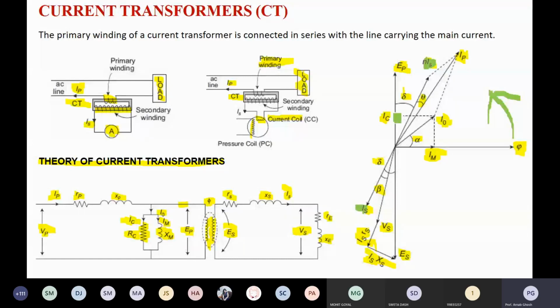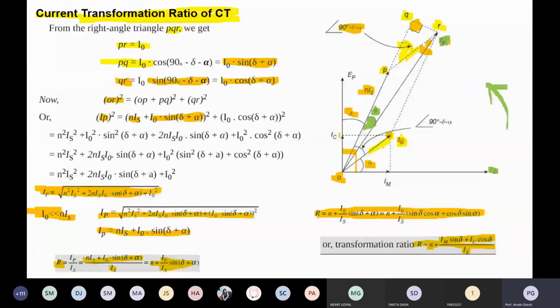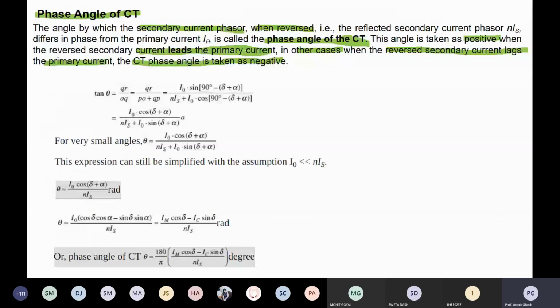Right now you can see that NIS is coming positive, having some positive angle with your IP, because it's a lagging power factor load. If it is a leading power factor load, then NIS will be reversed. It will be different. So in your classwork, all of you please note down my question. Please draw the phasor diagram at home.